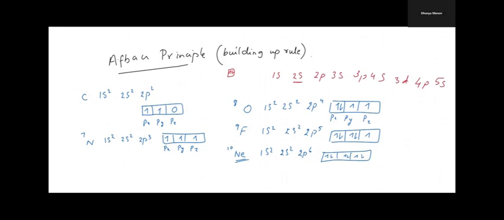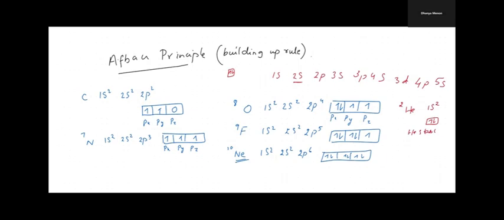Similarly in case of helium also. Helium has 2 electrons, right? So both the electrons will go to 1s. And what is the capacity of 1s? There's only one orbital and that orbital is fully filled. So that is why helium is also stable.